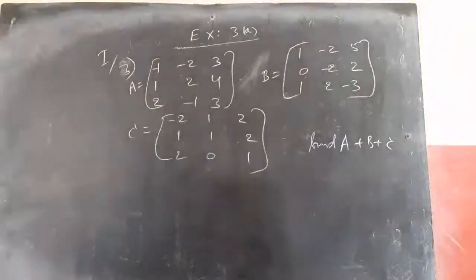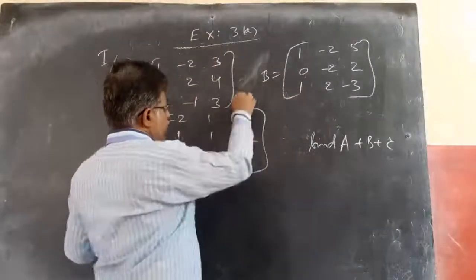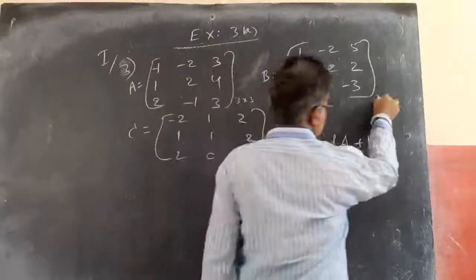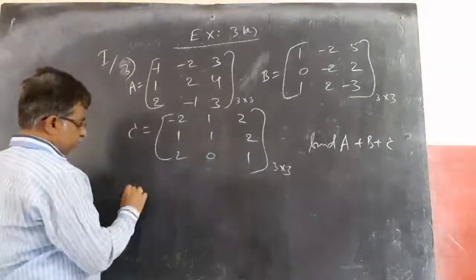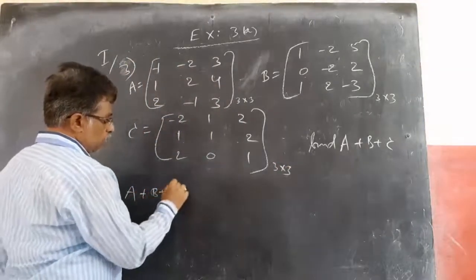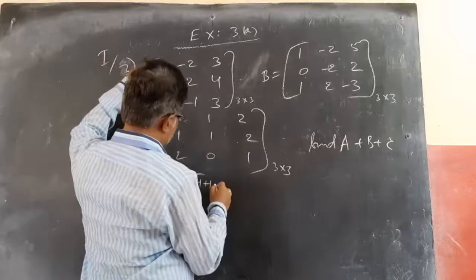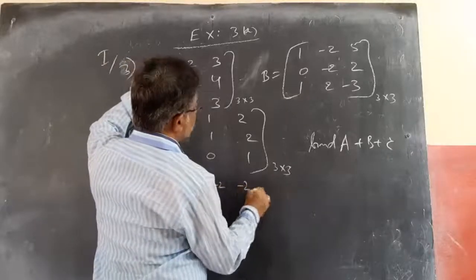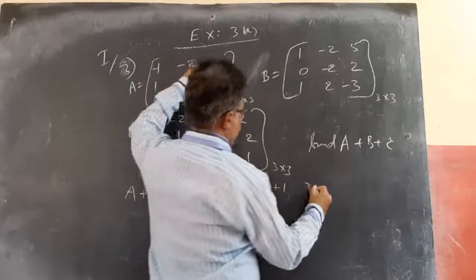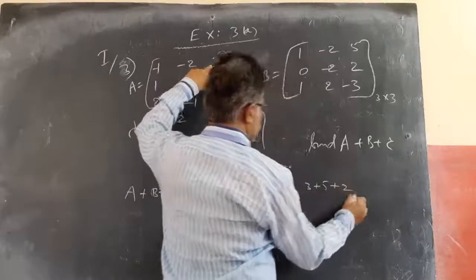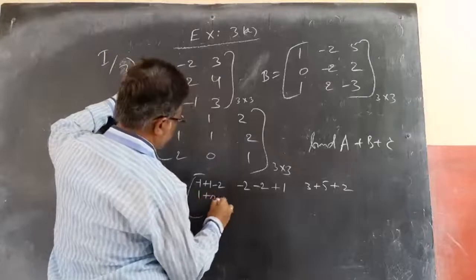Simple. A plus B plus C means you can add all the three corresponding elements if they are of the same size. This is 3 by 3, this is also 3 by 3, this is 3 by 3. So you can do A plus B, then add it to C, or 3 at a time. A plus B plus C equal to, add the corresponding elements, means minus 1 plus 1 minus 2, like minus 2 plus 1. Next 3 plus 5 plus 2. Like this corresponding elements we can add. 1 plus 0 plus 1.